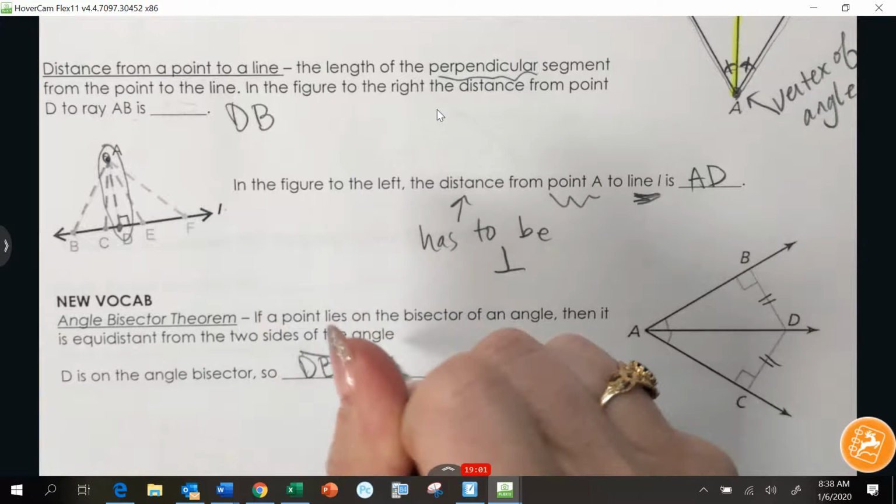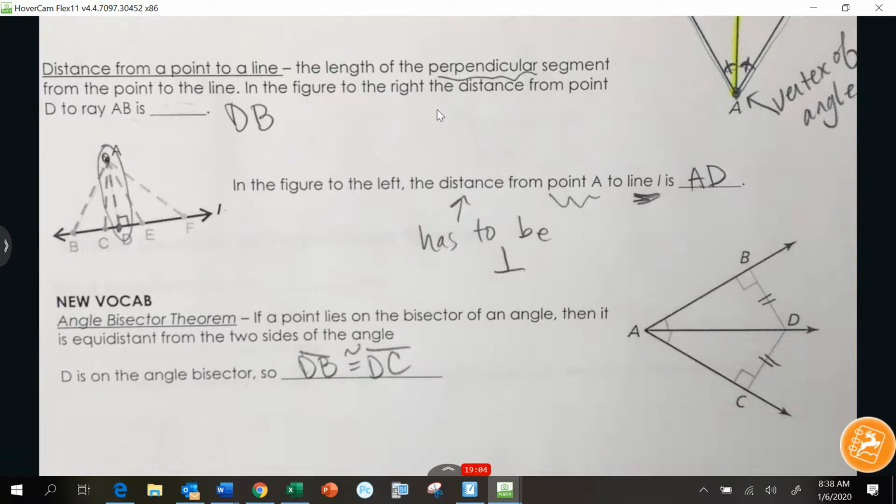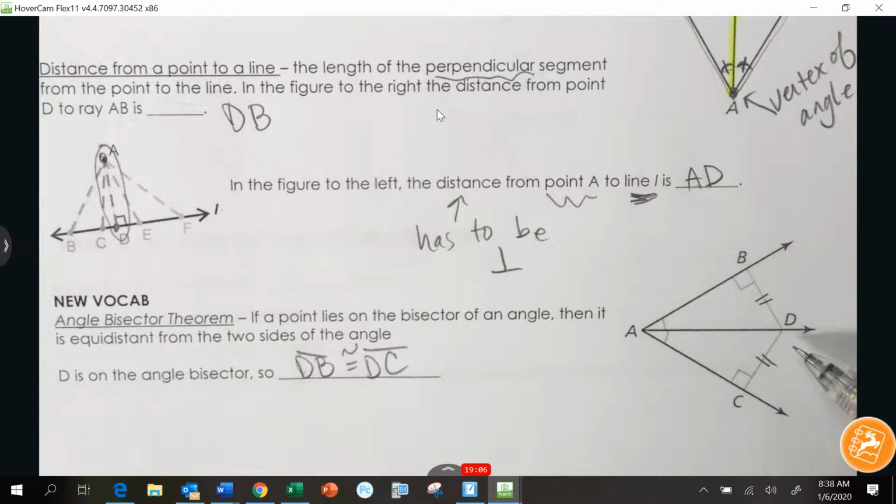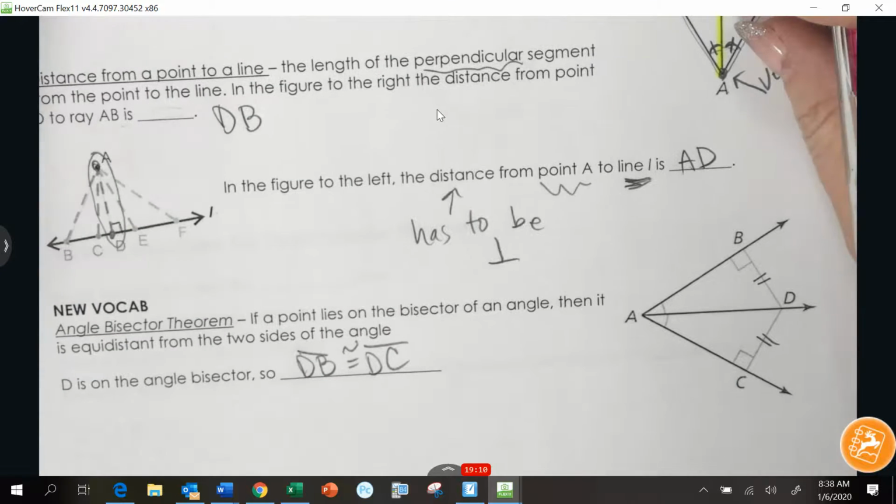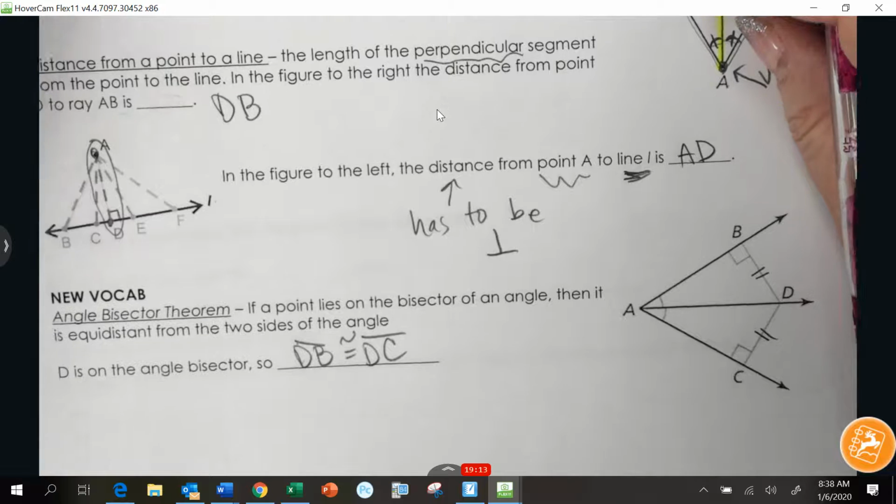DB is congruent to DC. Got that? Because I got to go to my next page. You got it?